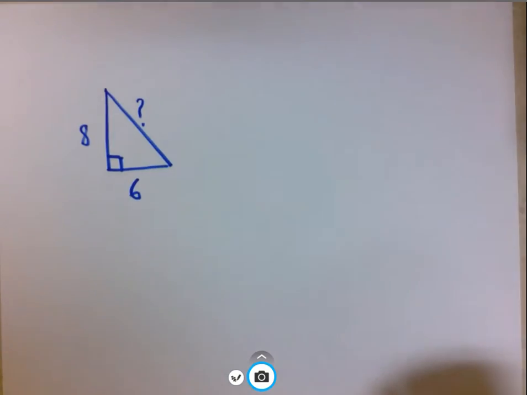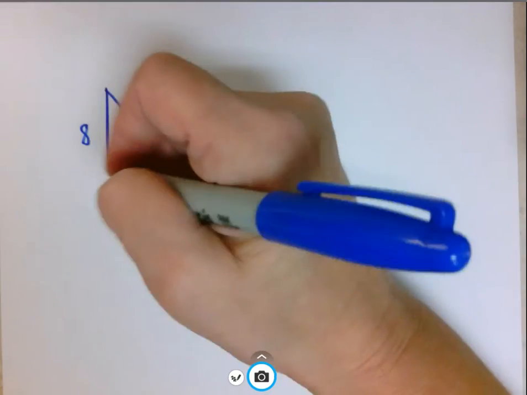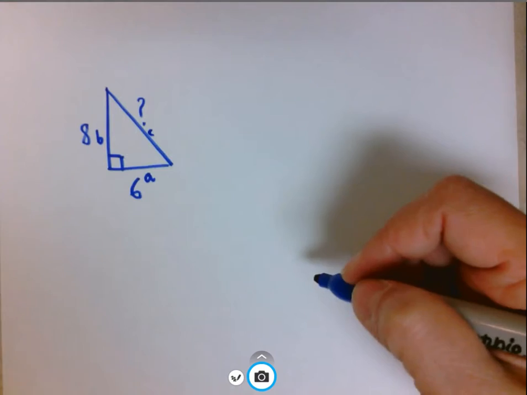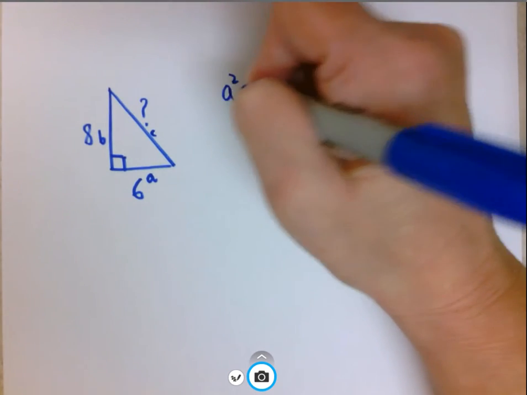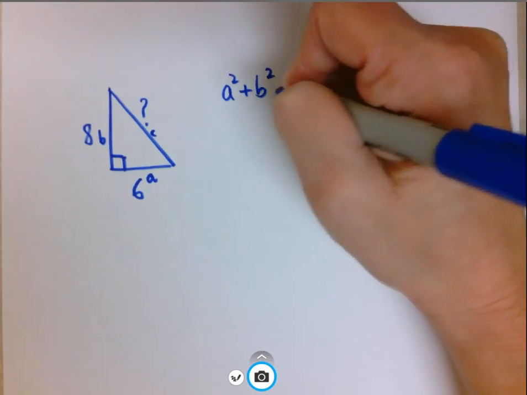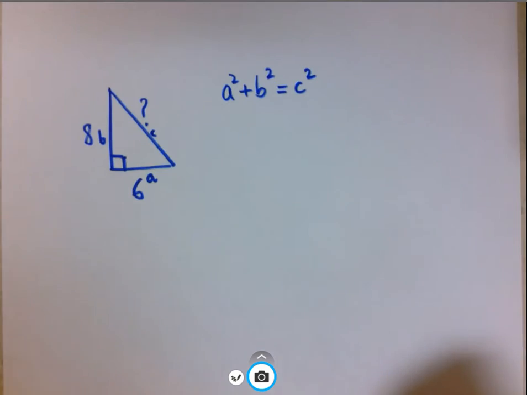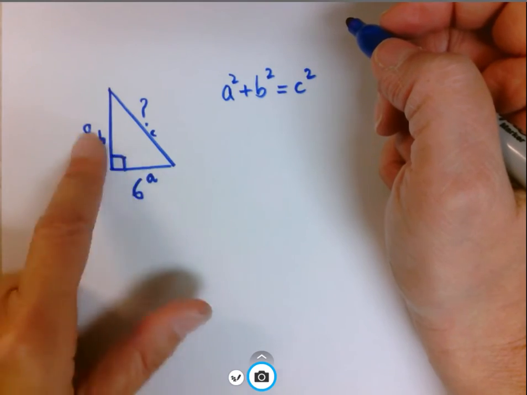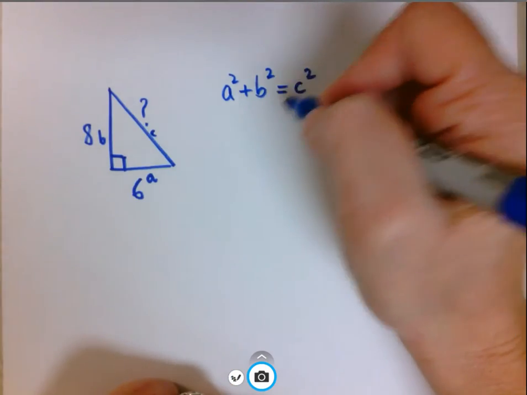Then what's this one? What we'll do is we'll call this one a, and we'll call this one little b, and we'll call this one c. And we'll write the Pythagorean theorem. So always write formulas first before you use them. And then in the next step, you can put in the side lengths that we have. So we have little a and little b. It's the long side that we're looking for.